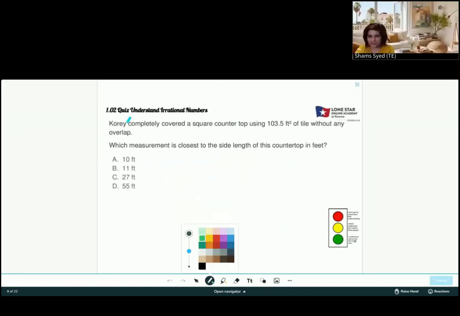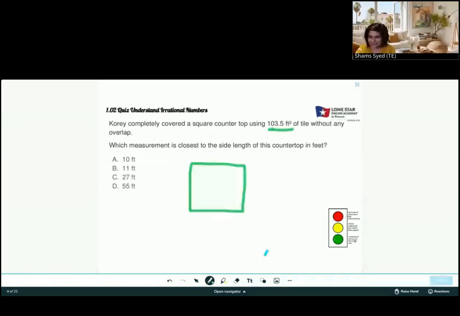Here we are. Corey completely covered a square countertop using 103.5 square feet of tile. Well, this is a square countertop. Do you guys remember the concept that has to do with 103.5 square feet? What is this called? This is called area. Excellent. So the area of the square is 103.5. Please don't use a calculator. You can tell without a calculator this time, right? And that's square feet.